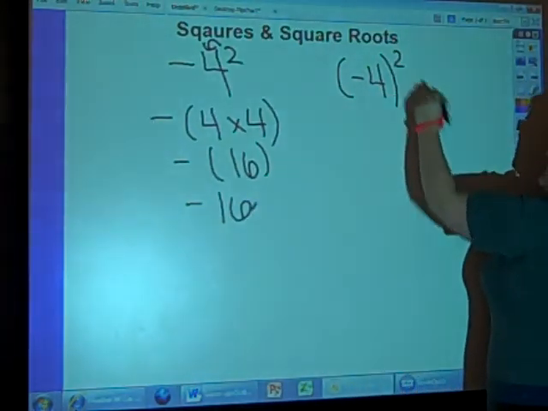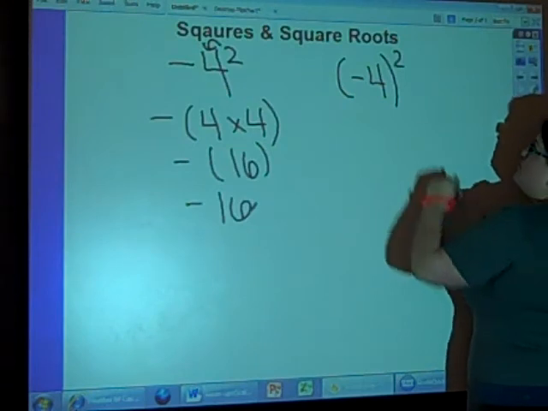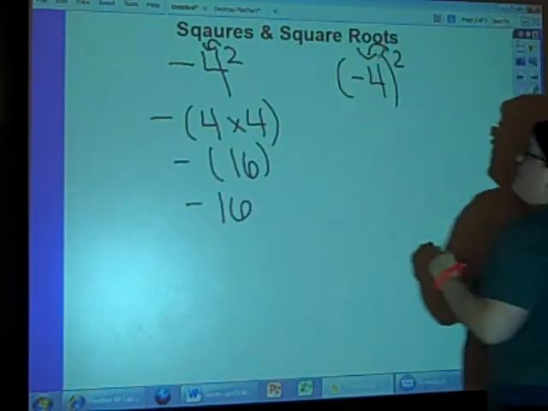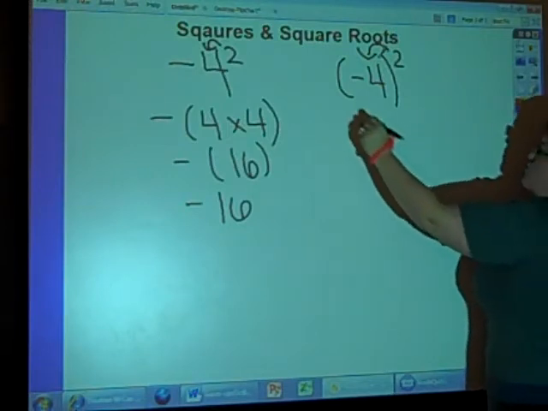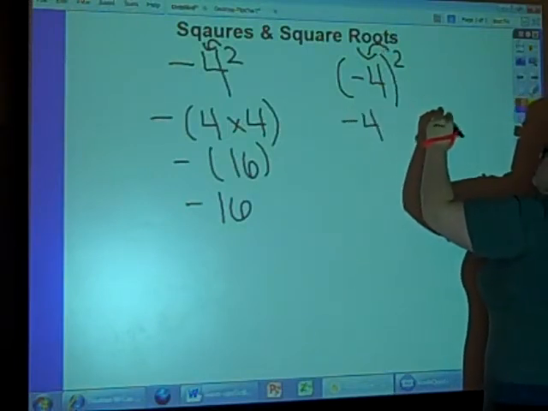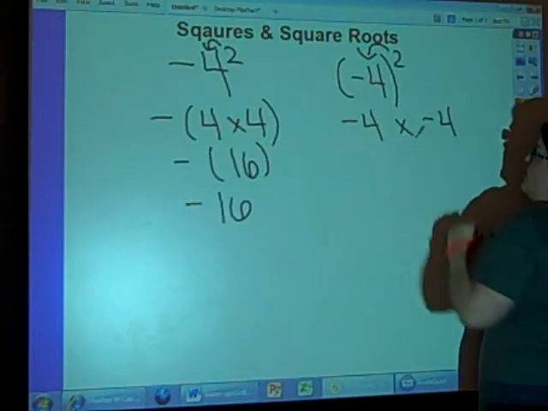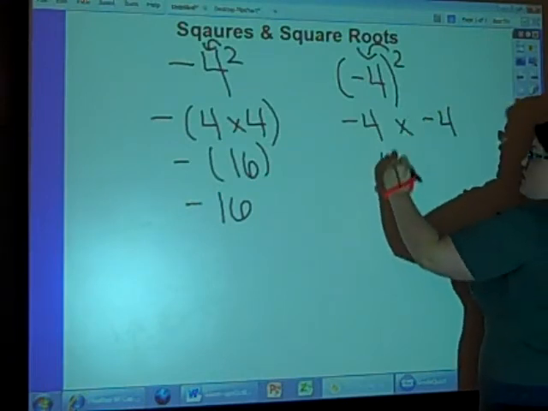Right here, let's take a look at our power, or our exponent of 2. I'm going to square what's directly next to it. Directly next to it is the parentheses. So I will see negative 4 2 times, and I'm multiplying them. Negative times a negative is a positive.